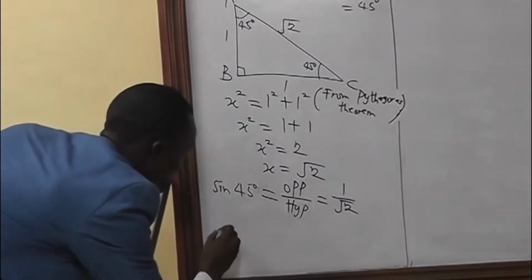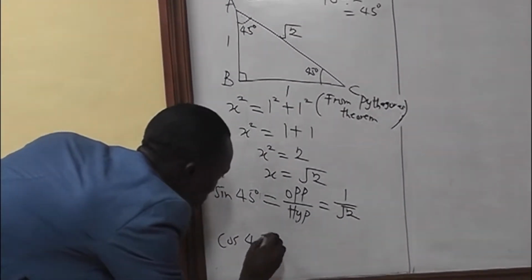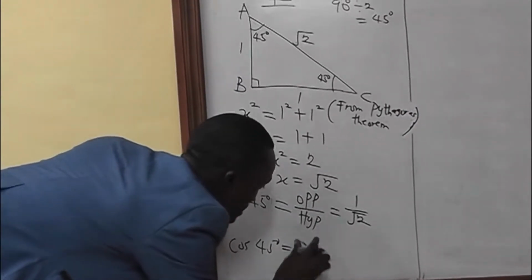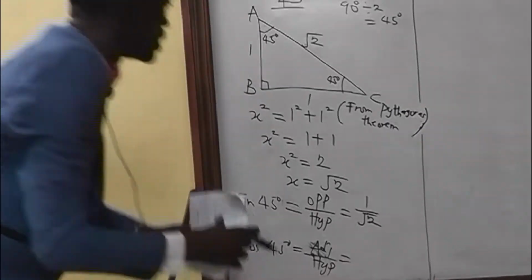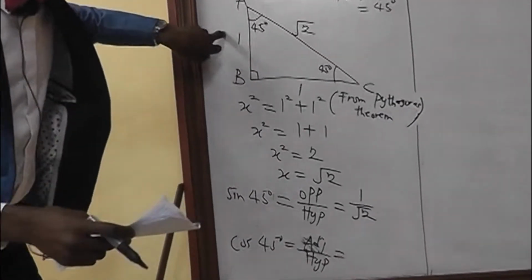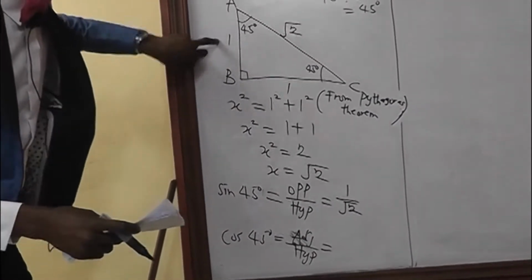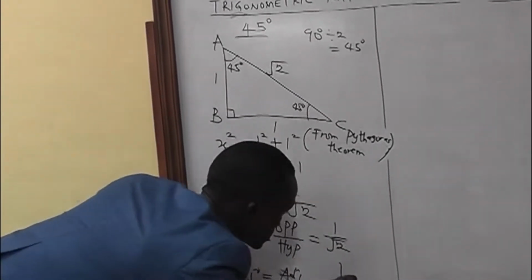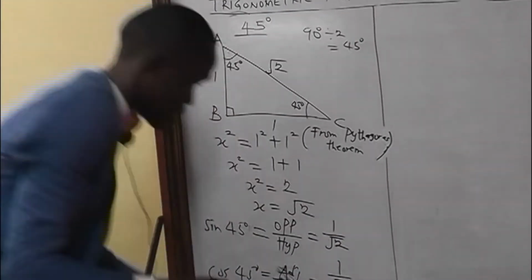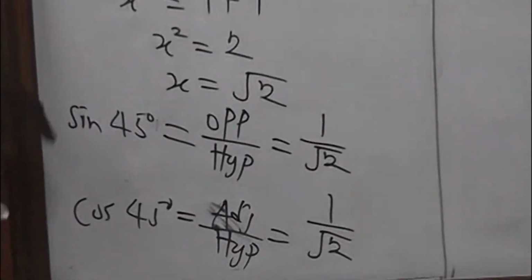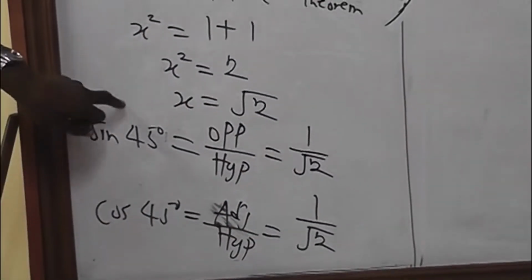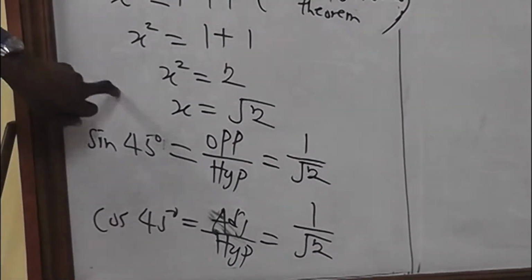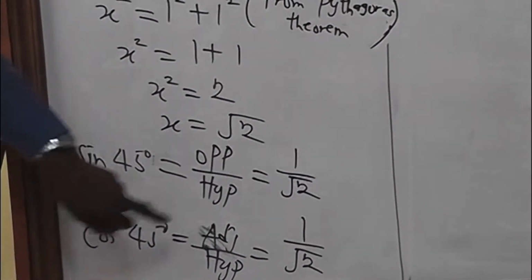Also for cos 45 degrees, we have adjacent divided by hypotenuse. If you are using this 45, this is opposite and this is adjacent. So that is 1 over root 2. But if you notice something here, we notice that the value of sine 45 and cos 45 are the same thing. The reason is the two angles, 45 and 45, are the same thing.